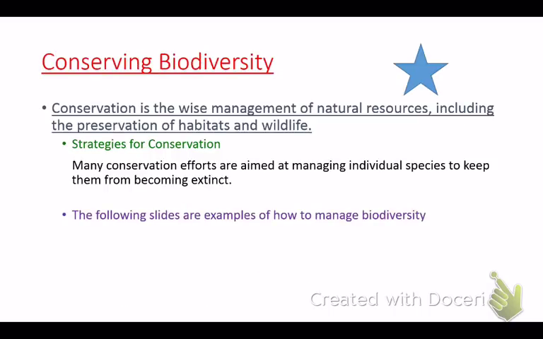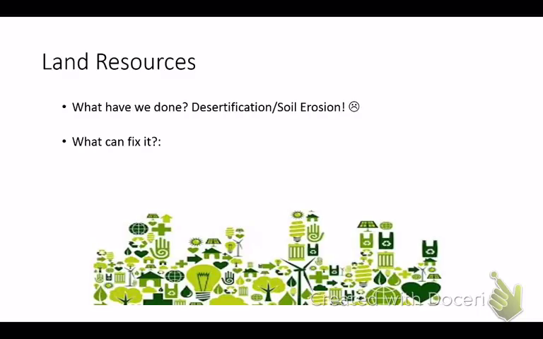So you definitely want to write down the underlined stuff here. Conservation is the wise management of natural resources, including the preservation of habitats and wildlife. So we have lots of conservation strategies that I'm going to go over on the next slides. And you want to understand ways that we can conserve our biodiversity. Now on these next slides, it's really up to you how much you write down or how little you write down, but you at least want to listen because I know that there are questions that come up asking you what are some ways that we can conserve biodiversity, so you want to make sure that you have some examples.